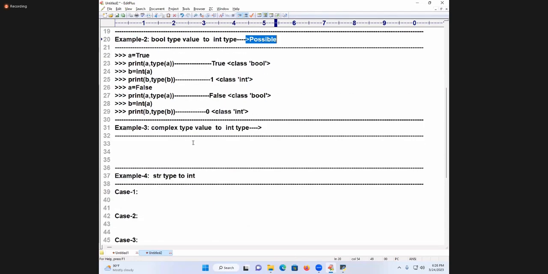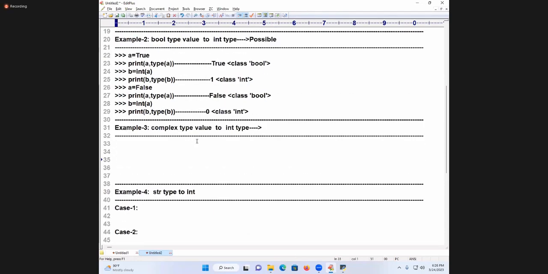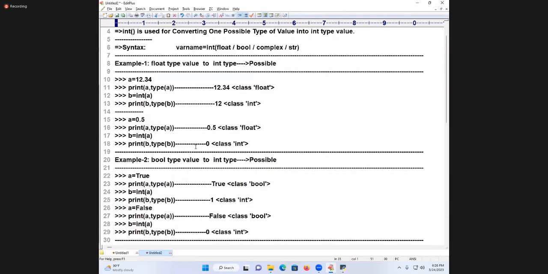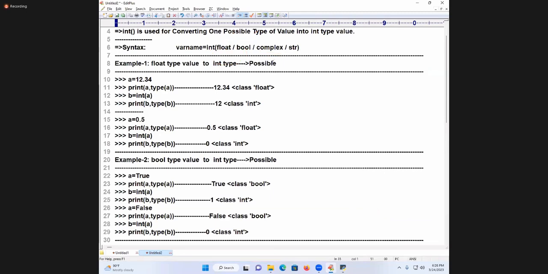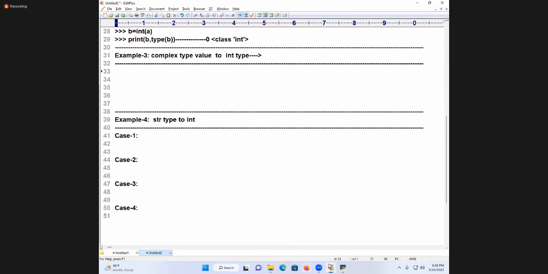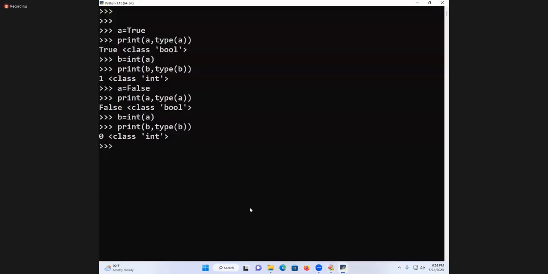Possible. Now I am going to come to complex type. Is it possible to convert a float into int? Yes. Is it possible to convert bool into int? Yes. Now I am coming to complex, because when you write any kind of NASSCOM development certification test, this type of logical question is very, very important.